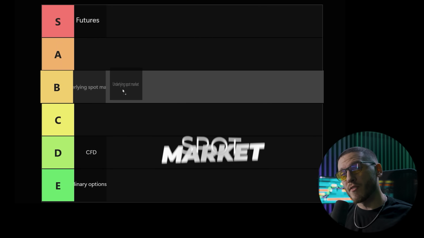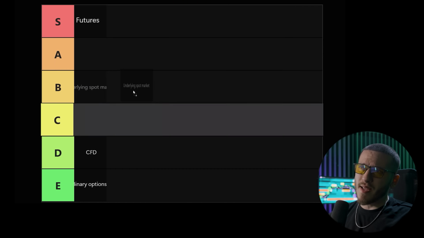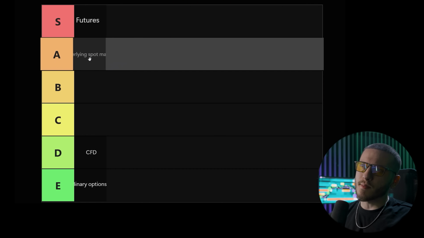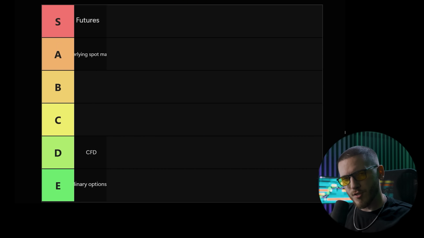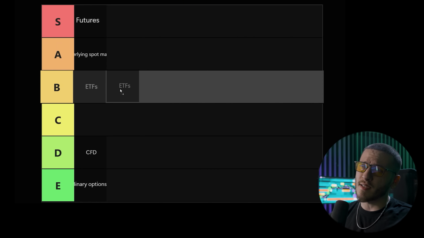Then you could simply trade the underlying spot market. So instead of trading a derivative, you just buy physically gold, or you buy physically currencies or cryptos or anything. That can be actually really good, but I will give it an A tier because you have no access to leverage. Then you have ETFs. ETFs are great for investing, not so good for trading, so we'll give it a B tier.